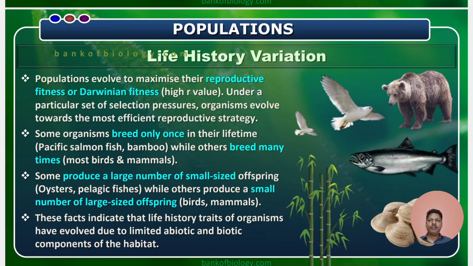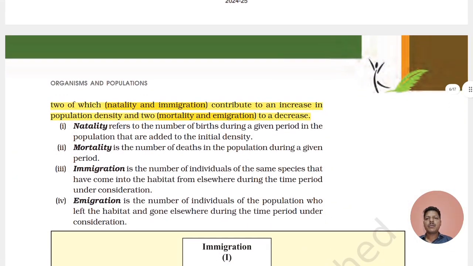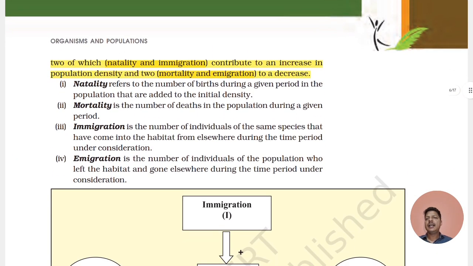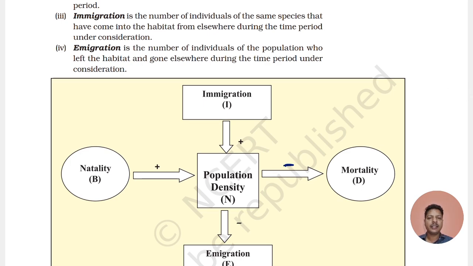Then life history variation. Let's see what your NCERT says about this. Here, the same four basic processes are there: natality, mortality, immigration, emigration. Natality and immigration contribute to increase in population density. Here you can see it is the population density. Immigration brings more population. Natality means birth rate also brings more population, so population density grows. And mortality means it is deducted, like this you can see. Emigration also, those who go out from that particular community.